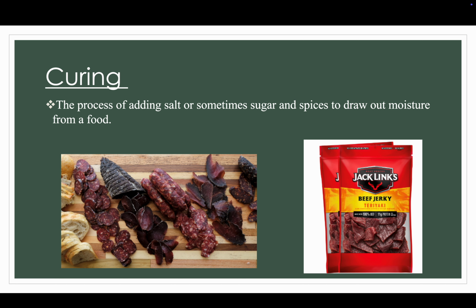Next, we have the process of curing. Curing is a process of adding salt and sometimes sugars and spices to draw out moisture from a food. It can be seen with foods such as dried fruits, beef jerky, pepperoni, salami, and sausages. This process is often done to extend the shelf life of foods.